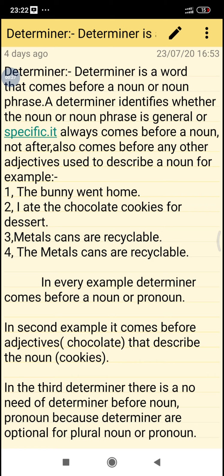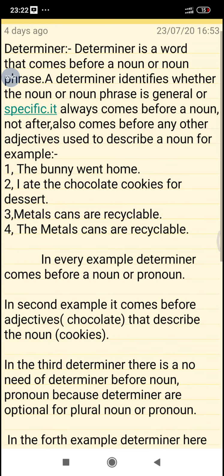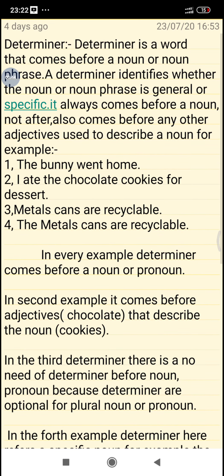Determiner. A determiner is a word that comes before a noun and noun phrases. A determiner identifies whether a noun or noun phrase is general or specific. It always comes before a noun, not after. It also comes before any other adjective used to describe a noun.